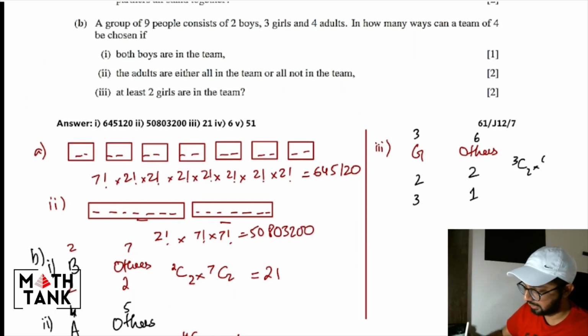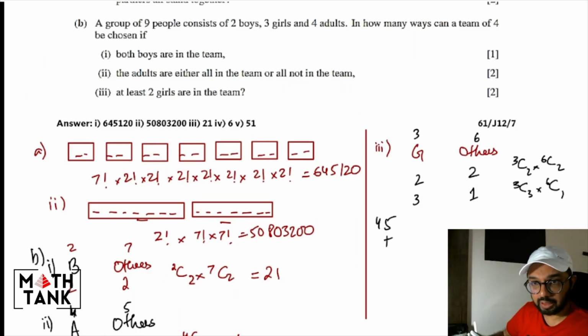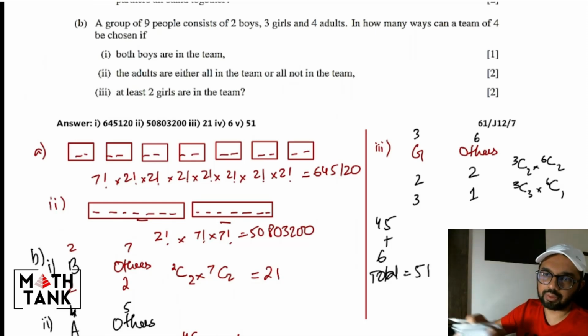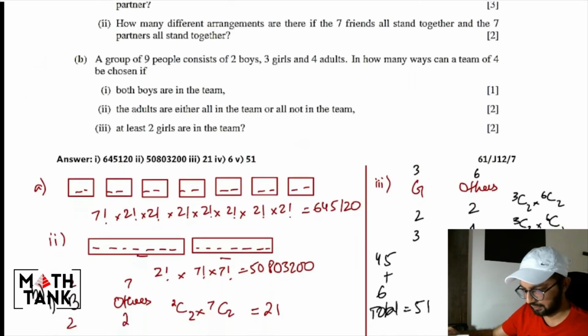3C2 into 6C2 and 3C3 into 6C1. Let's see if that gives us the correct answer. 3C2 into 6C2 gives us 45, plus 6. And that's a total of 51. So that's another question, more or less the same as what we've done in the past as well.